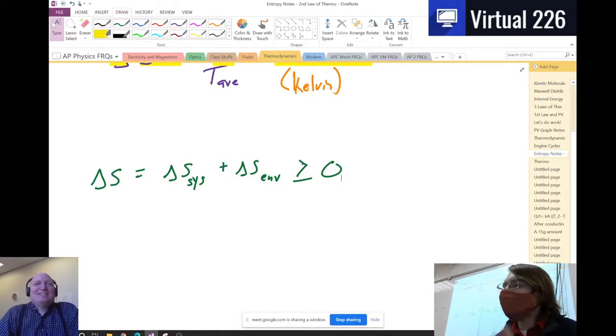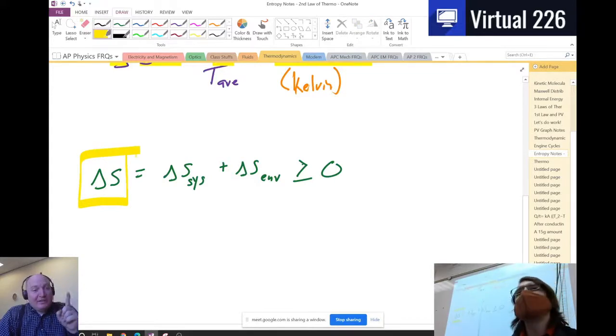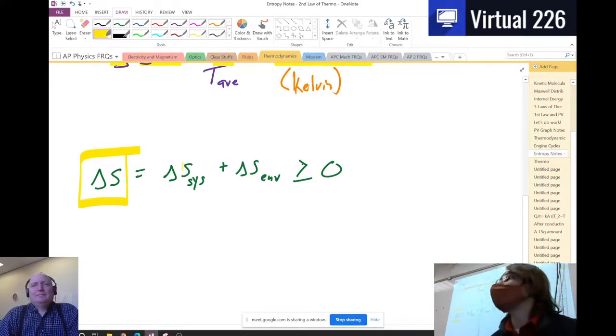In general, the entropy of the universe, and that is what this delta S is right here, must always increase, or stay the same. It must always increase for any real process. Even if your change in entropy in a specific system is going down, things are becoming more ordered, such as in a refrigerator.